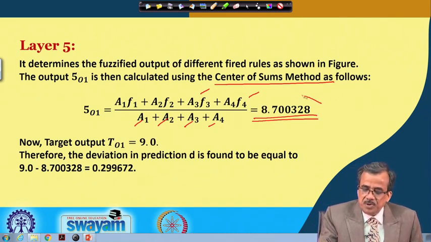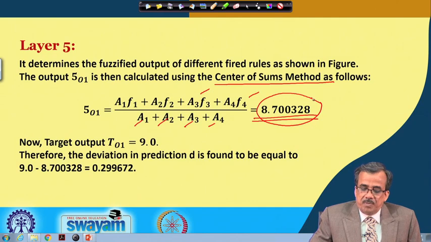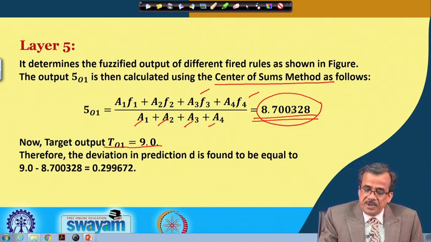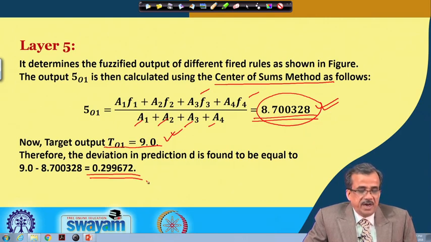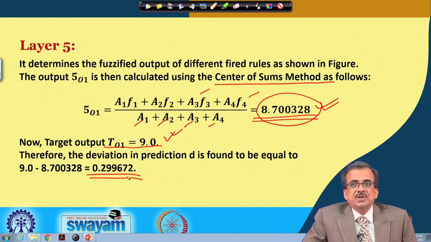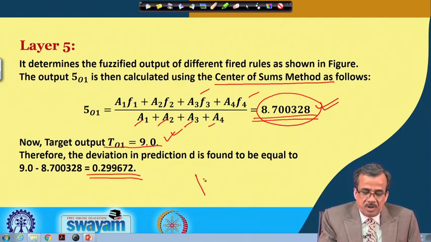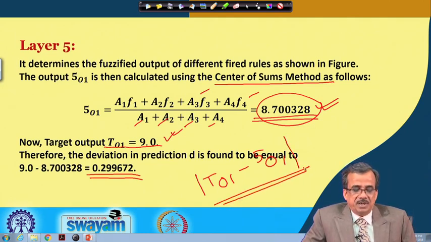Now, this crisp output can be used to find out the deviation by comparing with the target value, that is 9.0. So, we compare this calculated value with the target value, and we try to find out the deviation. This deviation could be either a positive value or a negative value; here fortunately we are getting a positive value, but it could be negative also, and that is why it is better to find out the mod value of the difference between T O1 and O51. So, we find the mod value of this deviation.